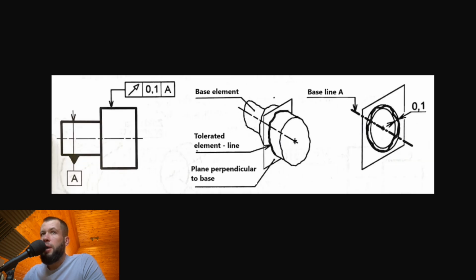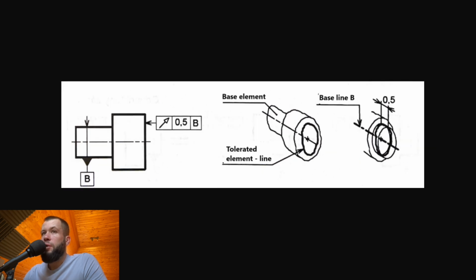The circular runout tolerance is an area in a plane perpendicular to the base axis bounded by two concentric circles with center lying on the base axis and axially spaced apart by the value of the circular runout tolerance, as you can see in this picture.